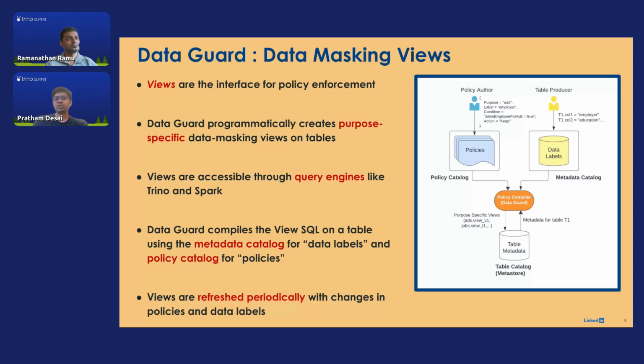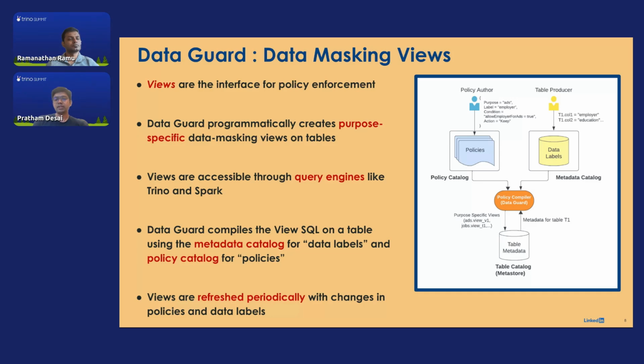The policy catalog stores all the policies that can be written in collaboration with legal teams. And in the metadata catalog, you see data labels. These can be generated in an automated way or can be verified by the table producer. So for example, the table producer can say that T1.column1 is employer, T1.column2 is education, and so on.